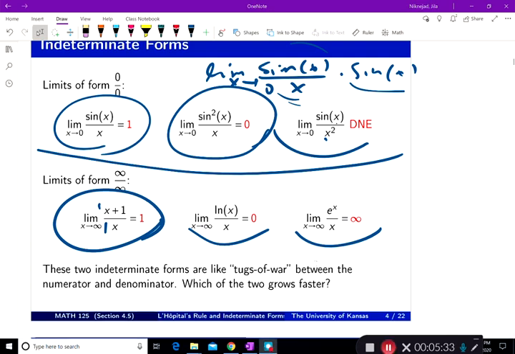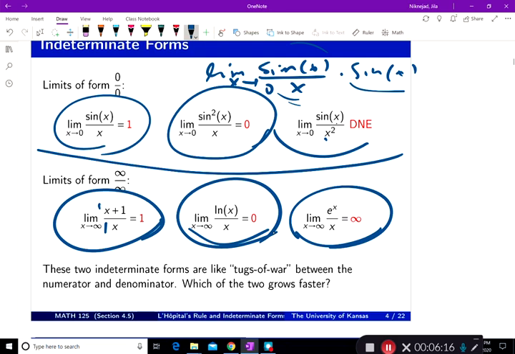So something else to notice is that between 0 over 0 and infinity over infinity, you don't know whether the numerator is stronger or the denominator is stronger. We call it a tug of war between them, and so we don't know which one's growing faster or which one's growing slower. When you solve the limits, then you know which one's growing faster or slower, or you find the value of the limit. For example, for these two, we need the L'Hopital rule to figure out which one grows faster, which one grows slower.